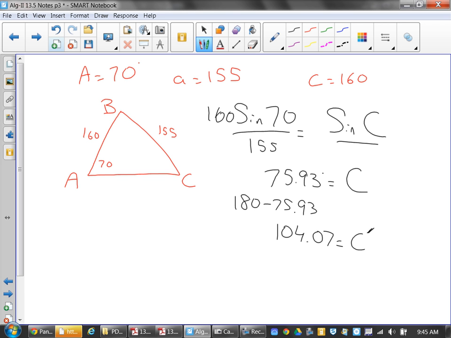So what I'm doing here is those two angles have the same sine value. Same idea of that sine of 60 and the sine of 120 have the same value. These two angles should also have the same one. So let's see here. Sine 75.93, sine 104.07.